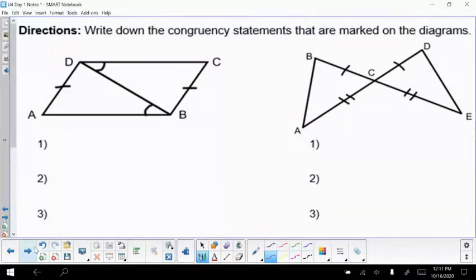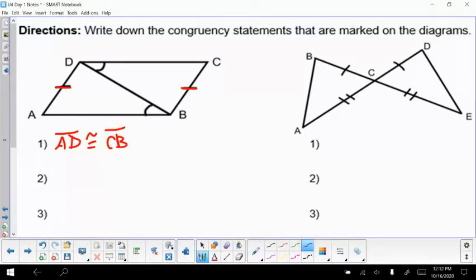All right, now we're going to practice talking about different things that are congruent within the diagrams. So the first thing we look at are the markings. So this has a tick mark here and this has a tick mark here. So we can say that from the red ones, AD is congruent to CB.